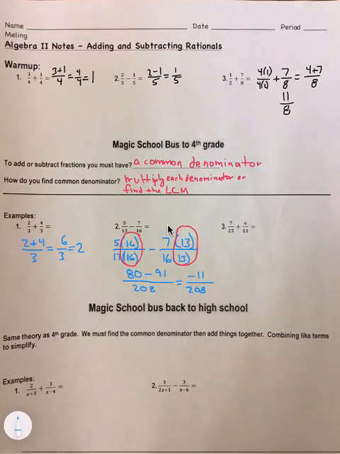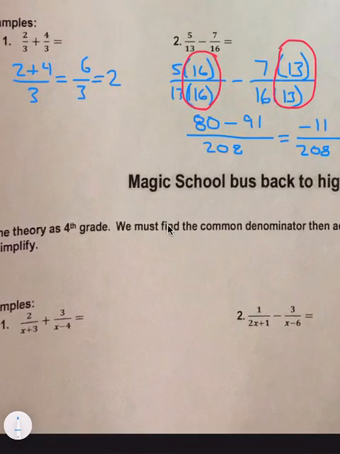Now we take the Magic School Bus. If you watch that show, Magic School Bus, it's the same theory as 4th grade, but now we have factors that we have to deal with. We have to find the common denominator to add things up and combine like terms. So we're going to do it the same way.